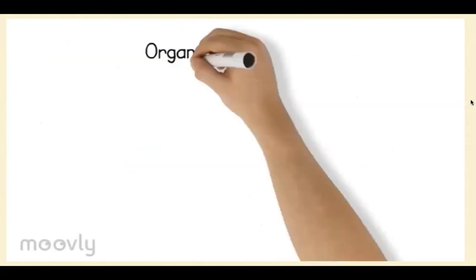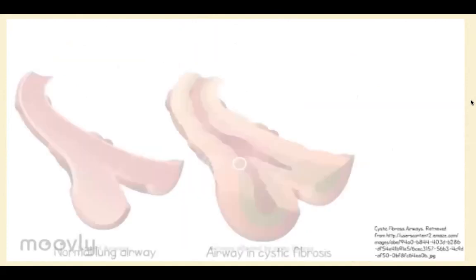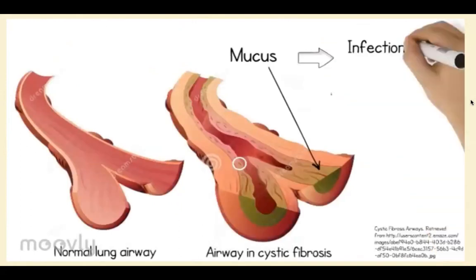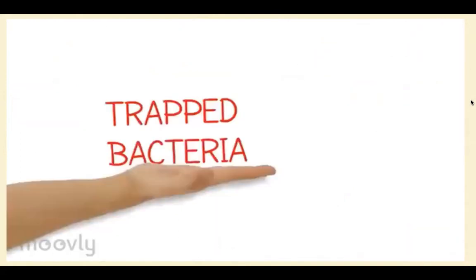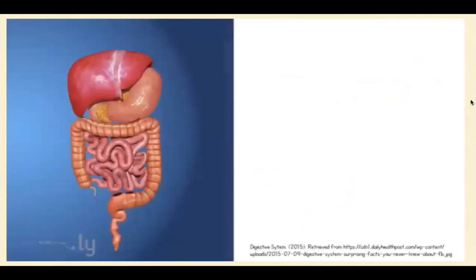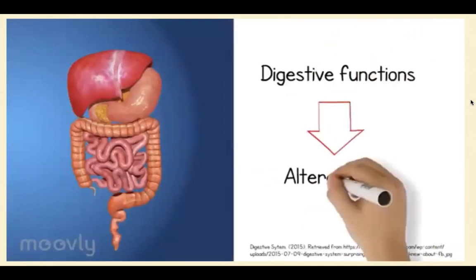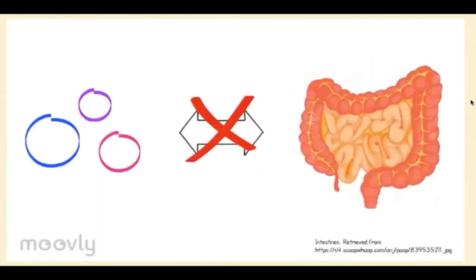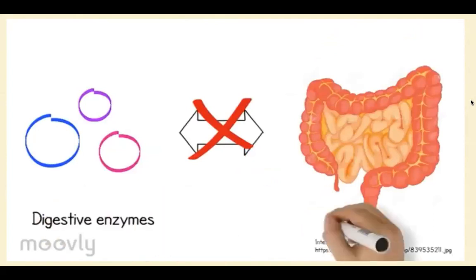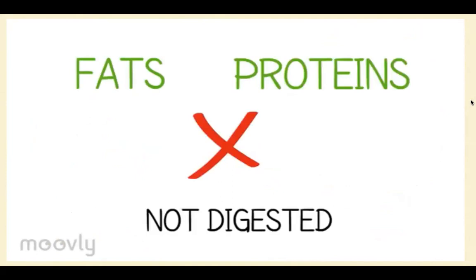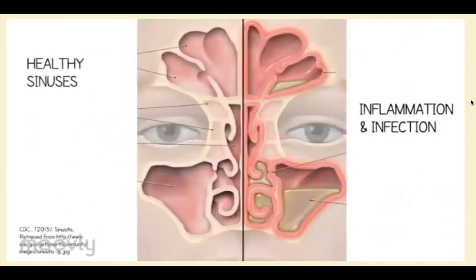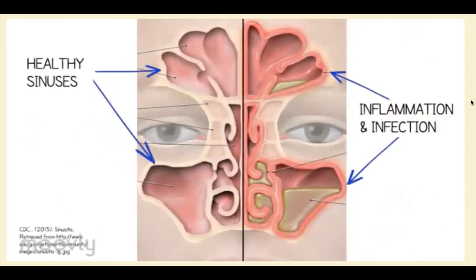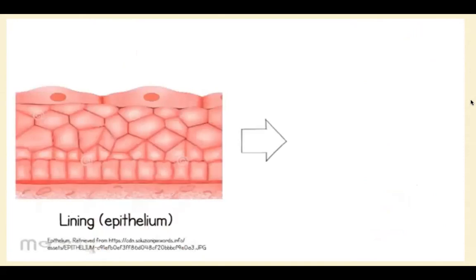The most prominent organ affected are the lungs. Excess mucus causes infections and eventual permanent lung damage due to trapped bacteria. Normal digestive functions are also altered by this disease, as the mucus blocks digestive enzymes from reaching the intestines. Therefore, food, specifically fats and proteins, are not digested properly in patients. Finally, inflammation and infection of the sinuses is a common effect of this disease, as this disease affects the layer of epithelium found in the upper respiratory tract.